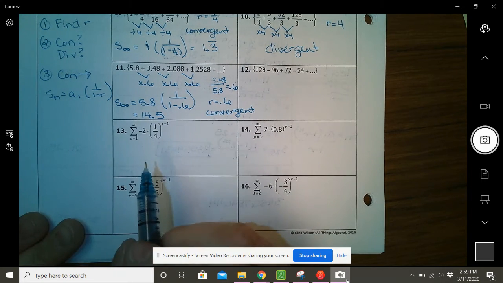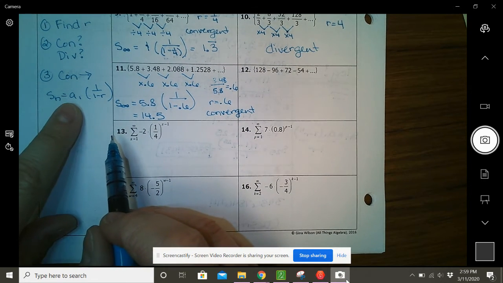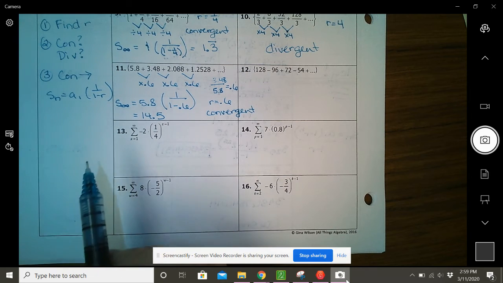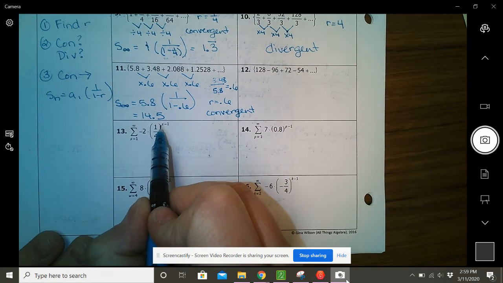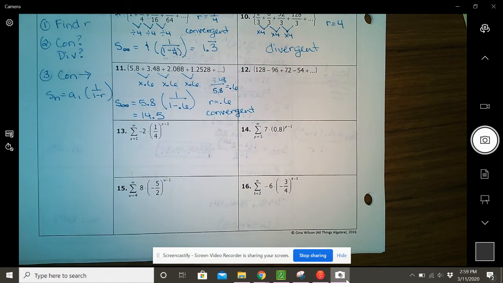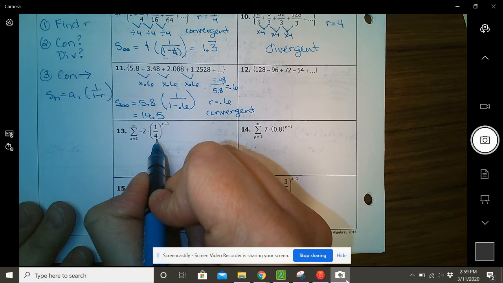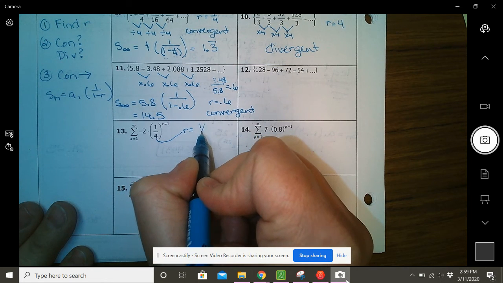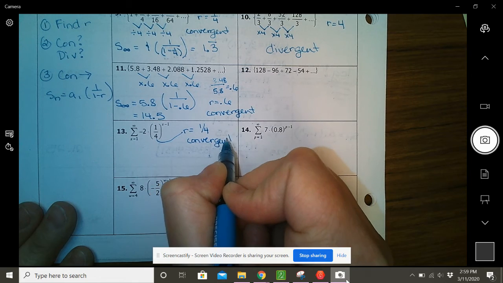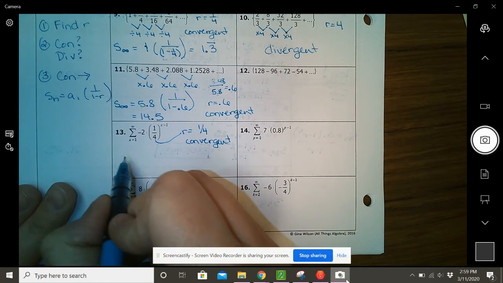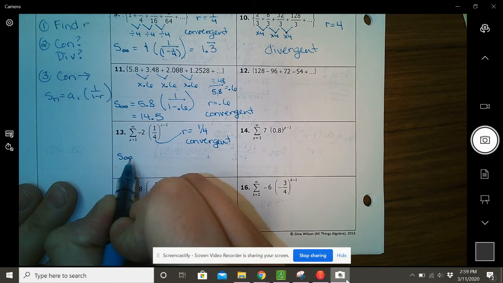So let's identify some of the pieces here. I need the first term, so I need an a sub 1. So what I'm going to do is plug a 1 in for x. Well, hold up, before I even do that, I should figure out if this is convergent or divergent first. So that's really important. Well, right here's my R value. My R value is 1/4. So this is a convergent series. So I do need to find the sum. Okay. So I'm going to find the sum of the infinite series.